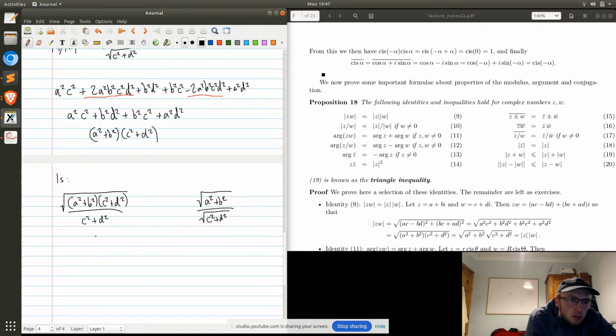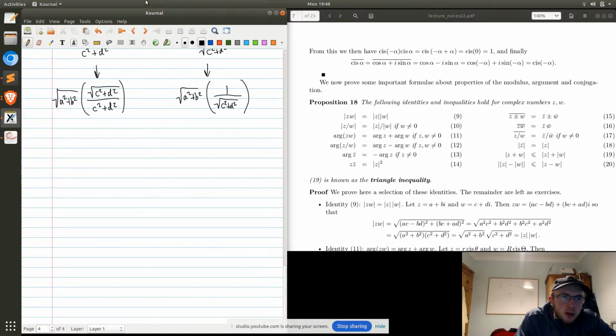Okay, so that one there, of course I can turn it into that. Can't I? And then this one over here, same story. Okay, so times the top and the bottom by the square root of c squared or d squared. All right, and then they're equal. Okay, so I'm convinced.